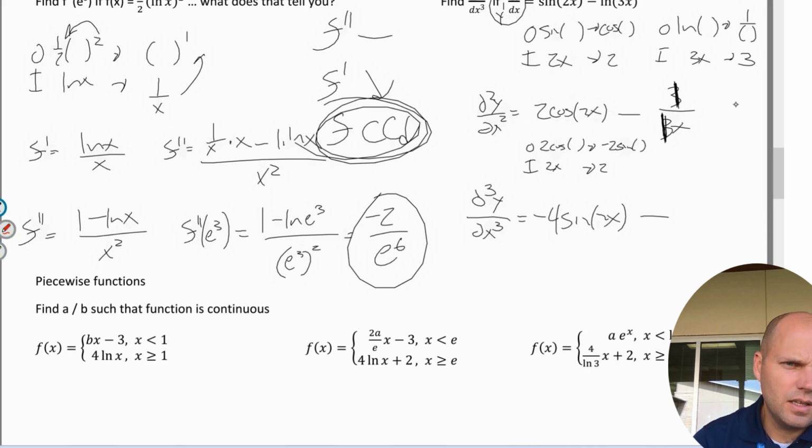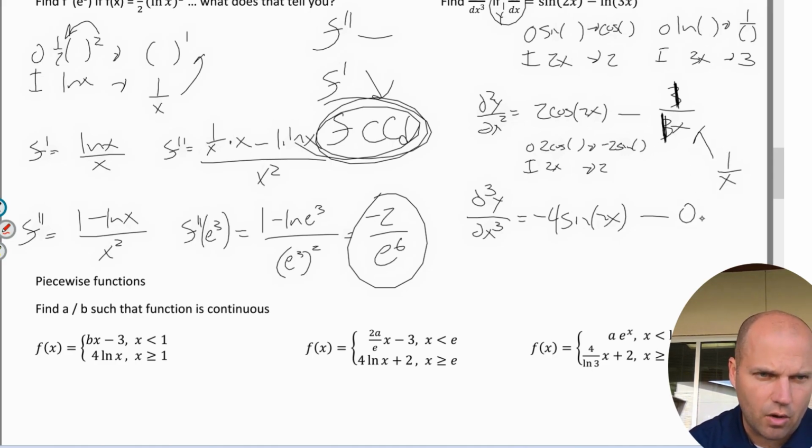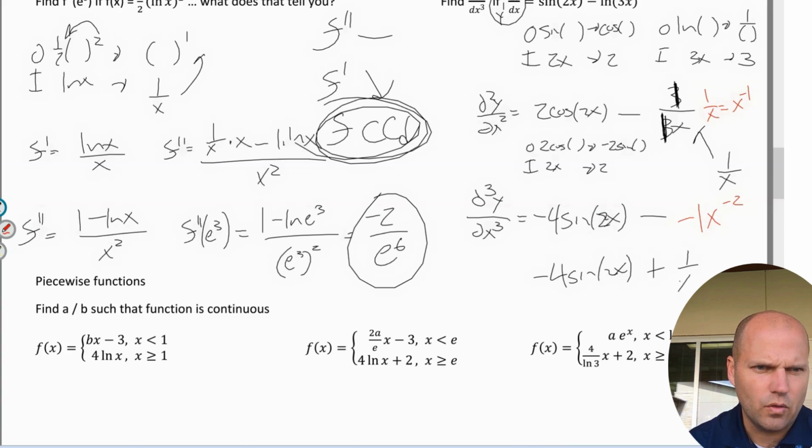And what are the slopes of 1 over x? This is a great question. What's the derivative of 1 over x? Well, you could use the quotient rule, but if you're taking the slopes of the top, it's 0 times the bottom minus the slopes of the bottom times the top over the bottom squared. You get -1 over x squared. Or, hopefully you remember that 1 over x is the same as x to the negative first, and the slope should be -1 x to the negative second, which means you add the opposite: -4 sine 2x plus 1 over x squared.